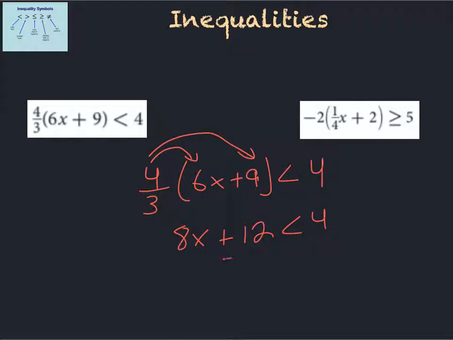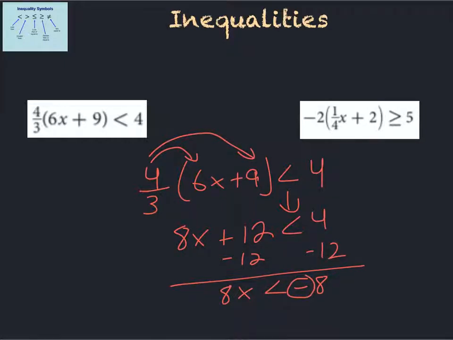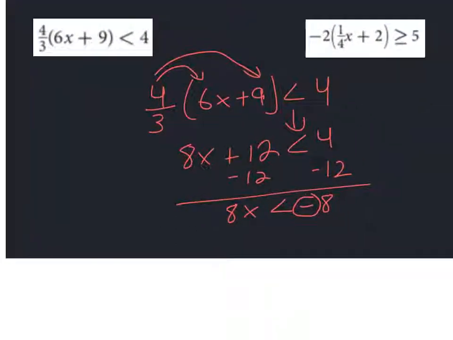All right, what do you do next? Well, you subtract 12 on both sides, and you're left with 8x is less than negative 8. Now remember from a couple weeks ago that we flip the inequality symbol only when we divide or multiply both sides by a negative number. Just because this turned negative here doesn't mean we flip our inequality symbol, because we did not divide or multiply both sides by a negative number. Your last step would be to divide by 8, and that's positive 8, so we're not going to flip the inequality symbol. It would just be x is less than negative 1.